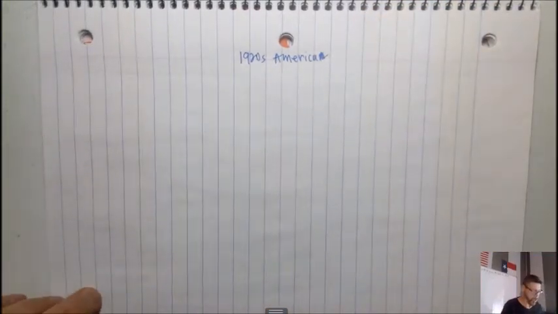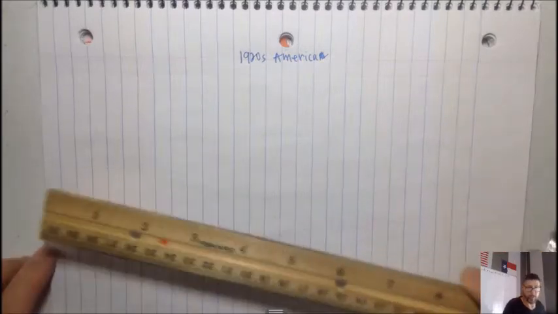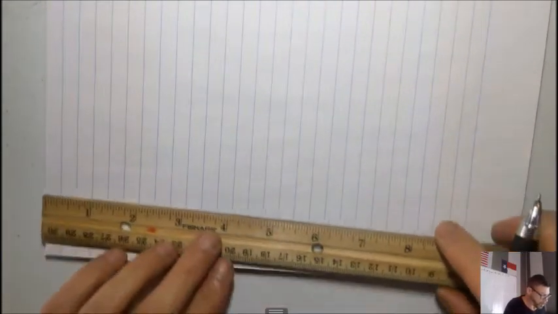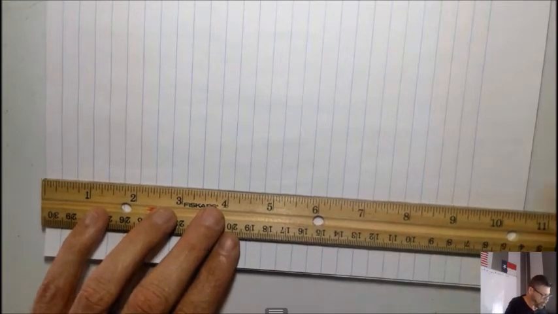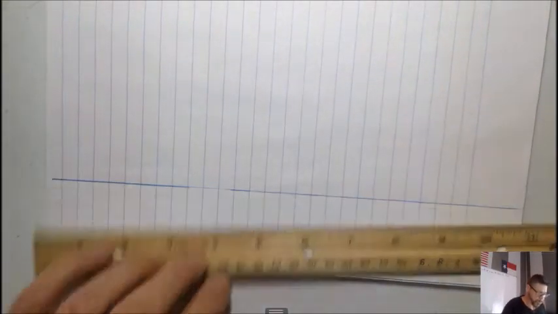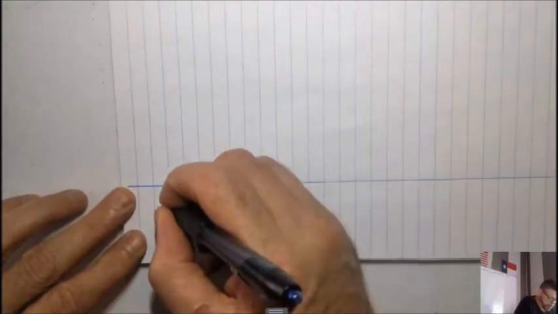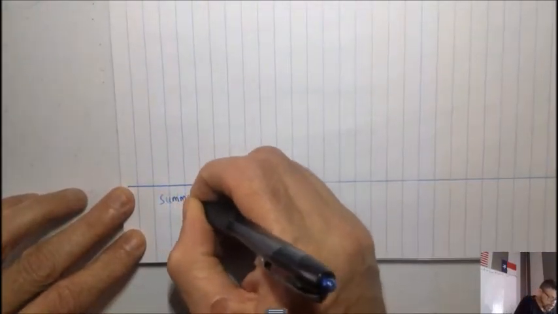Alright, so let's go ahead and remember, we always have a summary at the bottom. So let's draw a line at the bottom to make sure that we don't run out of room for our summary. We always have a summary question every time we do a thinking map.